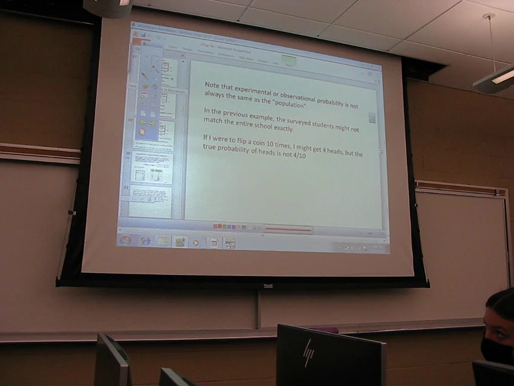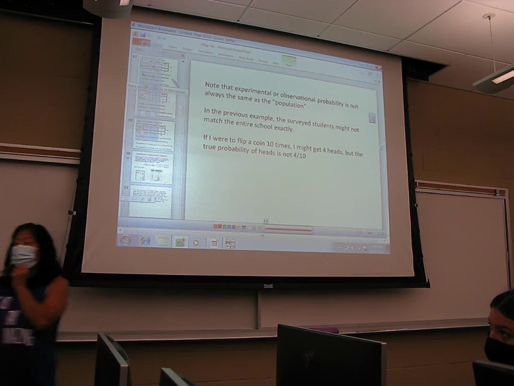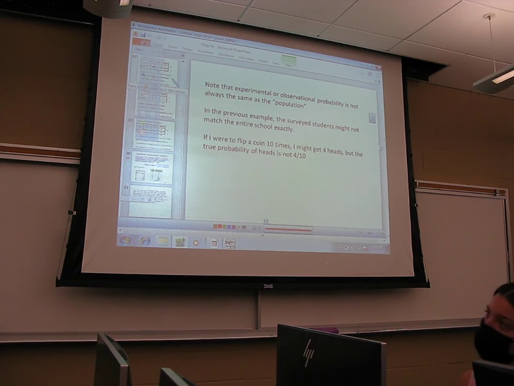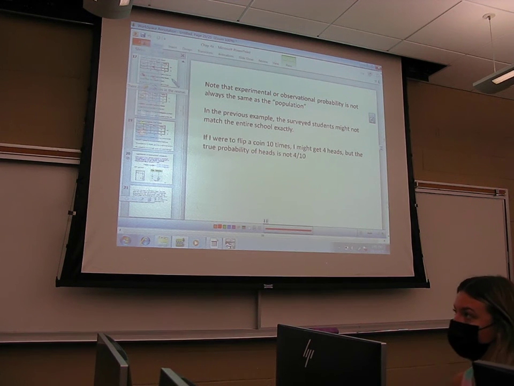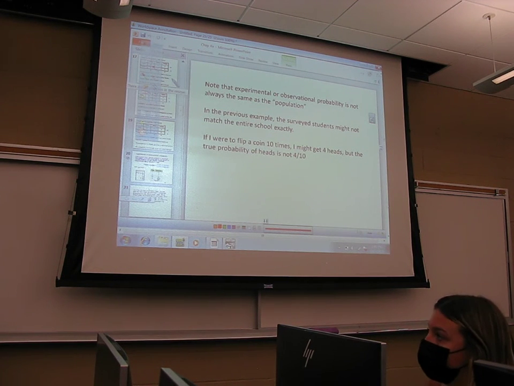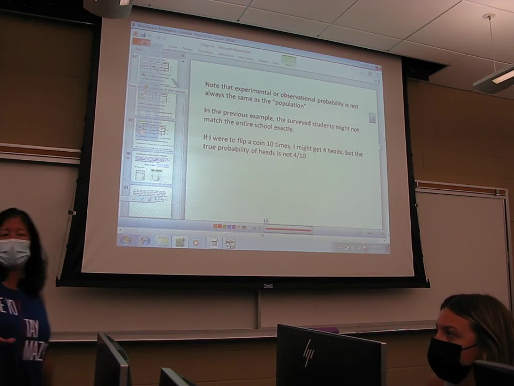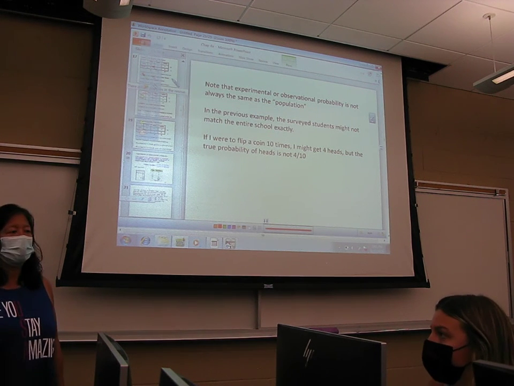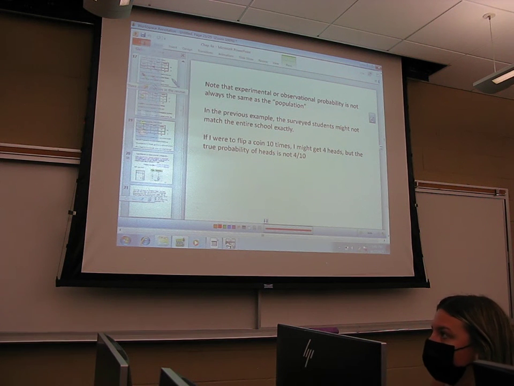Please note that the experimental or observational probability is not always the same as the population. In the previous example, the survey students might not match the entire school exactly, right? If I flip a coin 10 times, I might get 4 heads, but the probability of getting a heads is not 4 out of 10. Good, so the experiments will differ from the true probability a little bit.